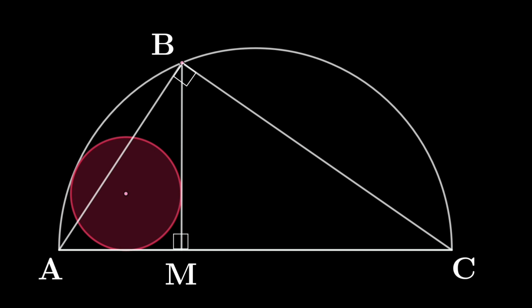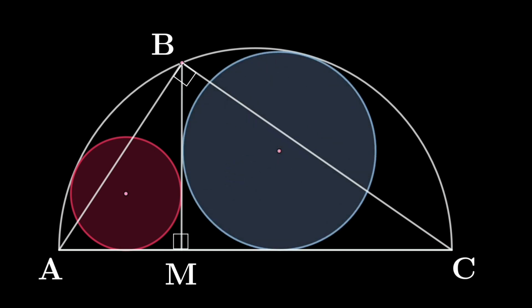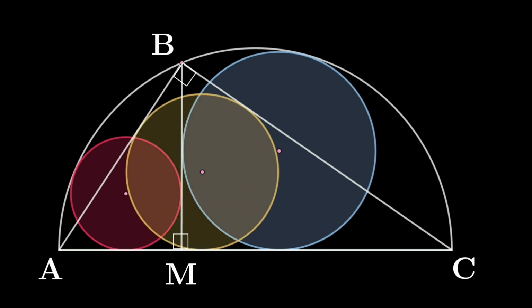of the semicircle. Now similarly we draw a blue circle and it is also tangent to the perpendicular BM and the circumference and diameter of the semicircle. Now we draw a yellow circle and this is tangent to all the three sides of the right angle triangle A, B, C. Now let the area of the red circle equal X, area of the blue circle equal Y and area of the yellow circle equal Z.